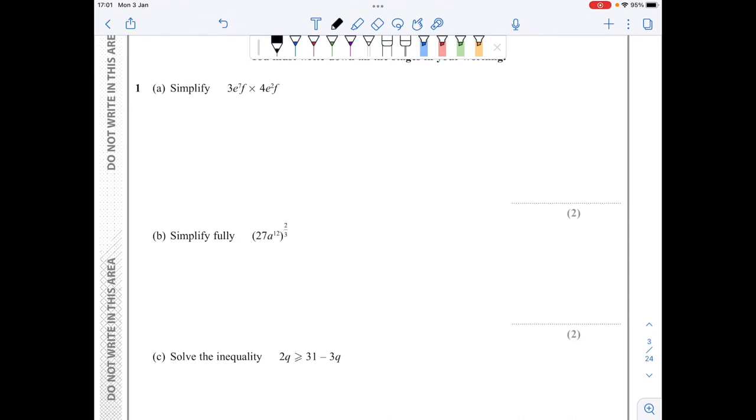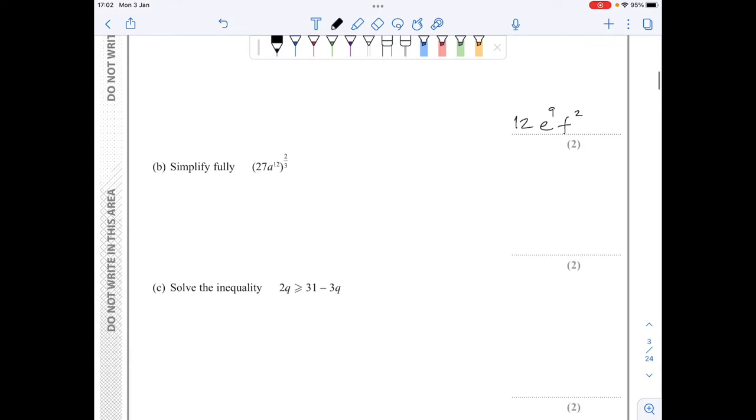In part A, I will multiply the two numbers, so I've got 12, and then for the two letters, I just add the powers, so I've got e to the power of 9, f to the power of 2. For part B, I will split the numbers and letters separately, so I have 27 to the power of 2 over 3 times 8 to the 12, all to the power of 2 over 3.